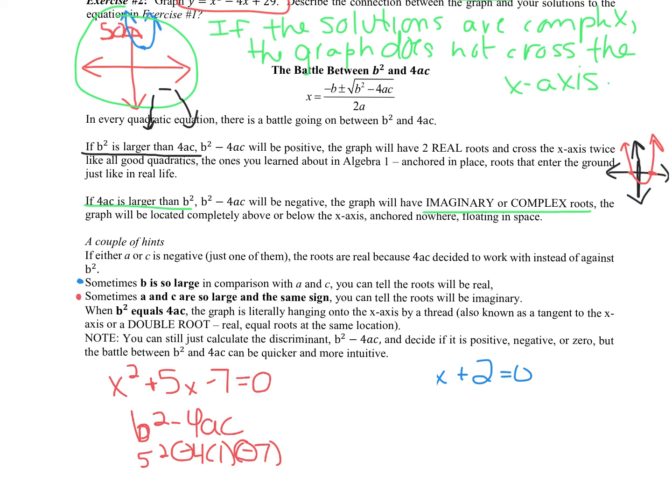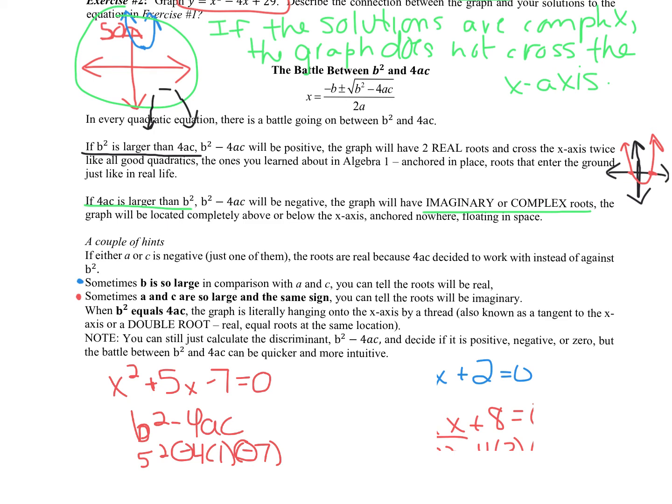Sometimes a and c are so large in the same sign, you can tell that the roots will be imaginary. So if I have maybe 3x squared plus 2x plus 8 equals 0, b squared is only going to give me 2 squared. And this is 4 times 3 times 8. I don't even have to write that down. I can tell that that discriminant is going to be negative and will have imaginary roots.